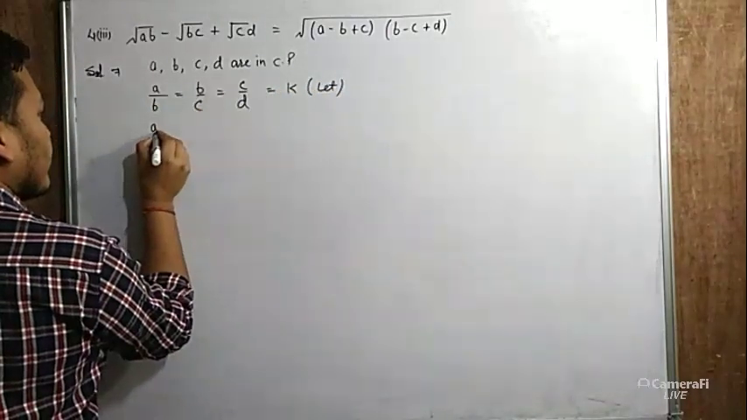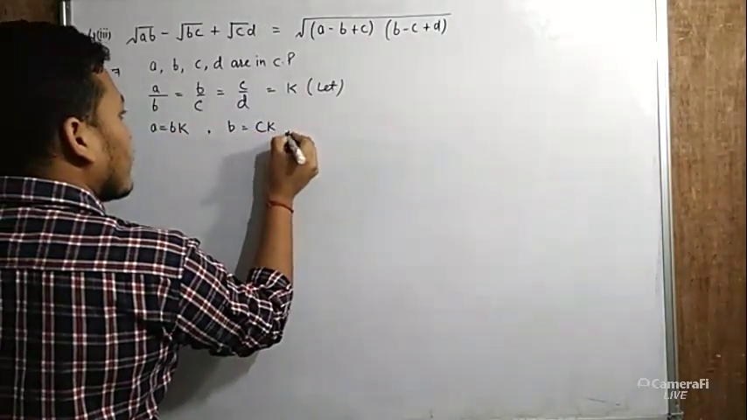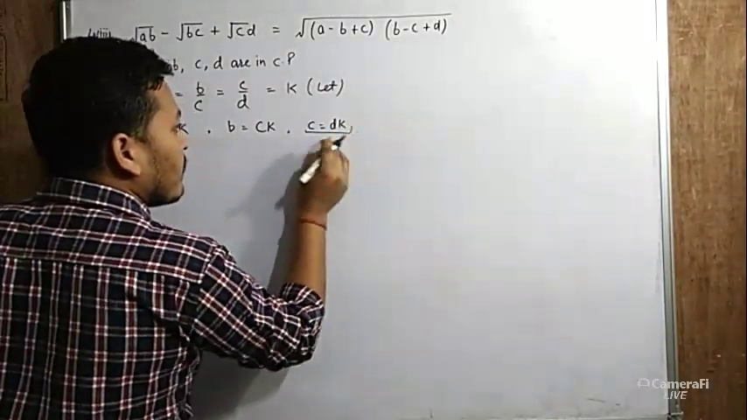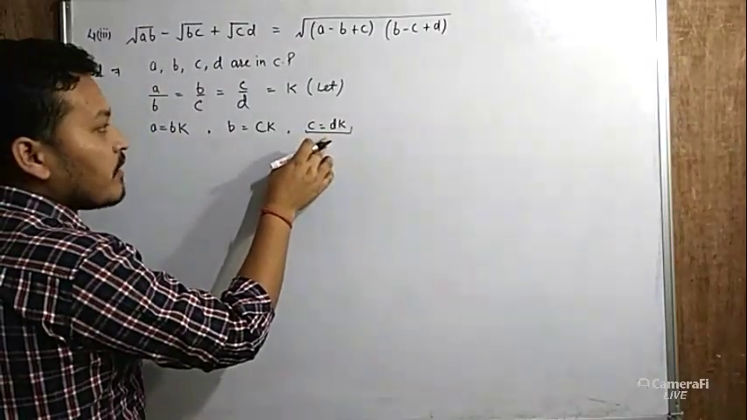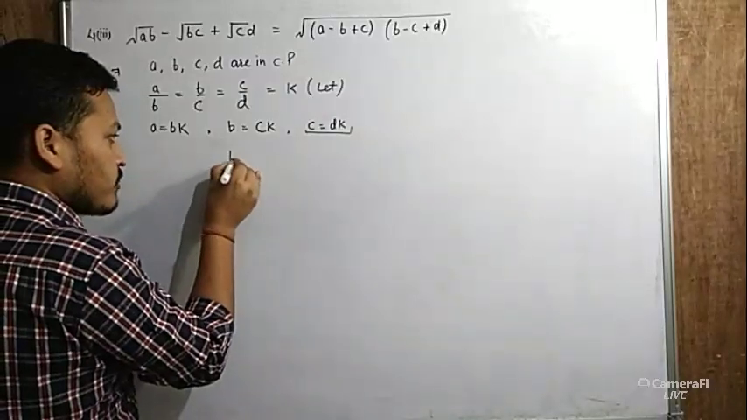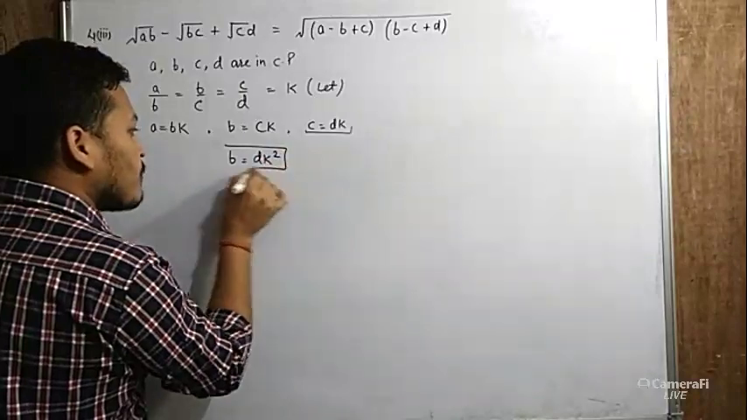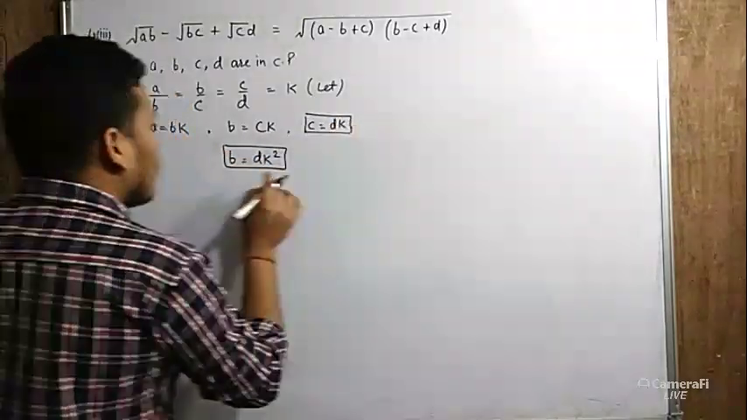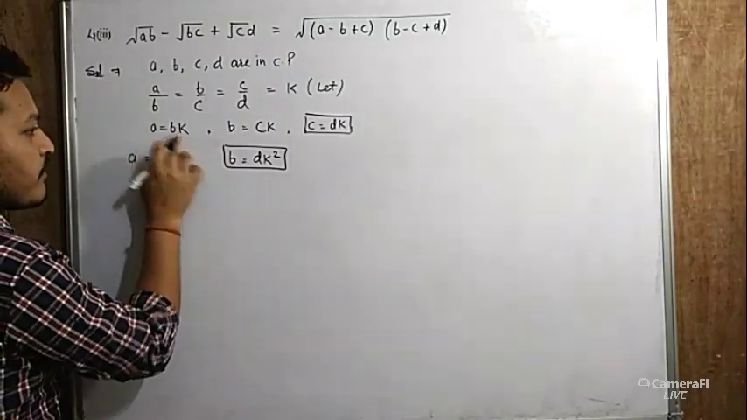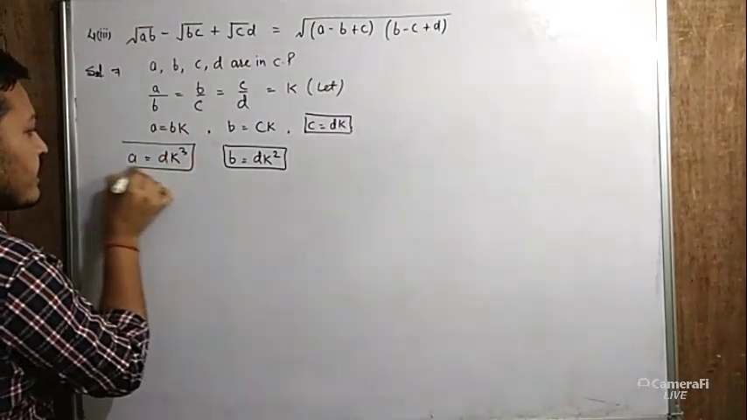So A upon B is equal to K. It means A is equal to Bk. Next, B is equal to Ck and C is equal to Dk. Substitute the value, because C is coming once, C is equal to Dk. But here also C is coming, so we can substitute the value of this C in the case of B. So C is equal to Dk, then B is Dk square. This is the final value of B. Same here, we can substitute the value of B. So A is equal to Bk. What is the value of B? Dk square, and into k, then it is final Dk cube.